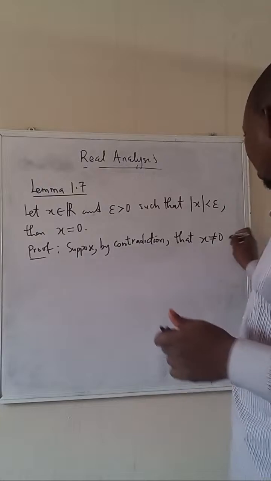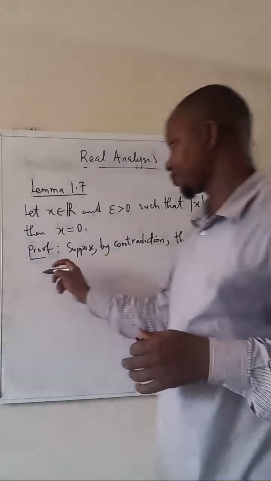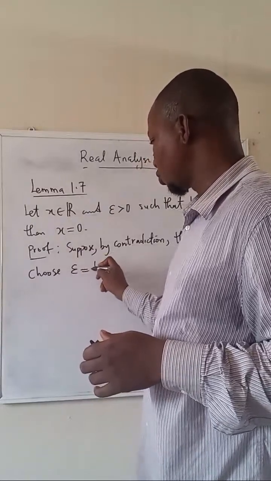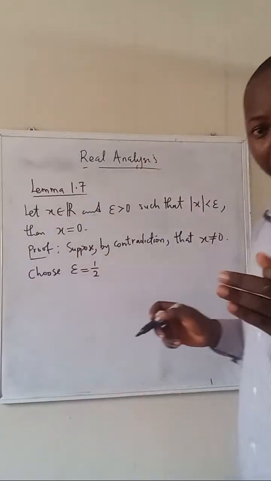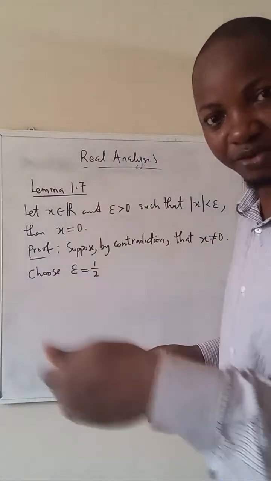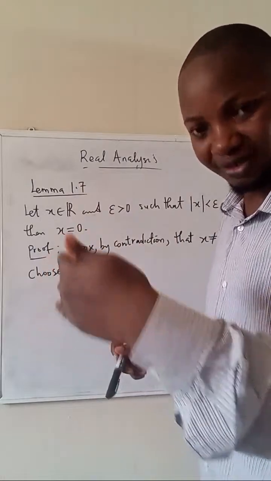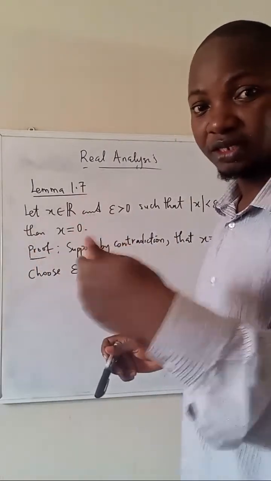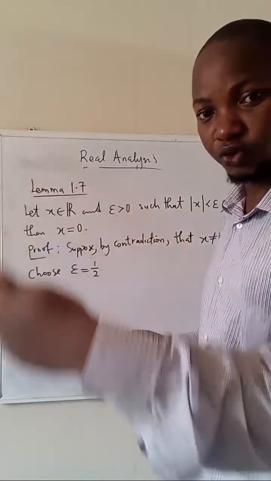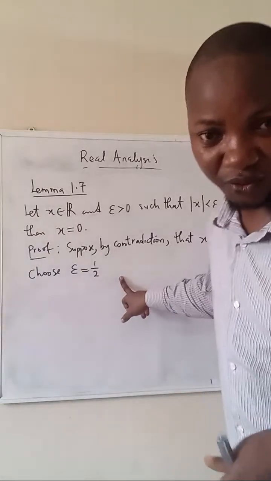Now we have said that x is not 0. We want to see whether this goes with this. Now choose epsilon to be equal to 1/2 or any positive number. When we say a positive number, it is any number immediately after 0. Let's say it's 0.1, or you can say 0.2, then 0.3. Okay, moving forward, here we are picking 0.5.